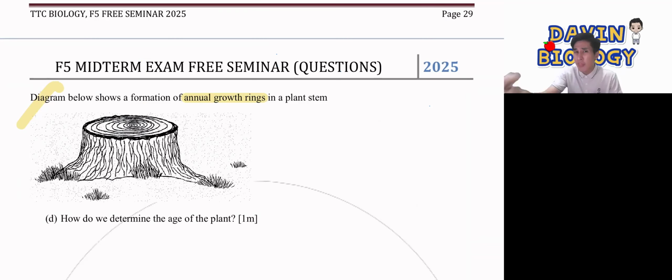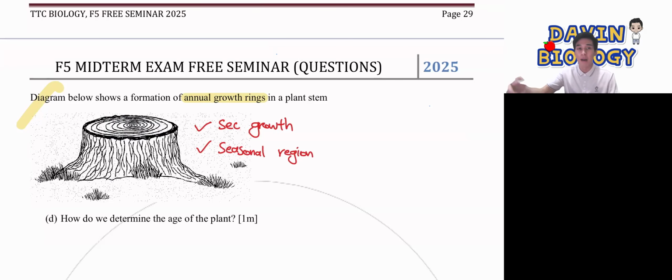However, not every plant has these rings. Number one, only plants that undergo secondary growth have these rings, because these rings are basically secondary xylem. Then number two, not all secondary growth plants will have this. The plant has to be situated in a seasonal region, meaning you've got 4 seasons. Spring, summer, autumn, winter. Then only will you have this.